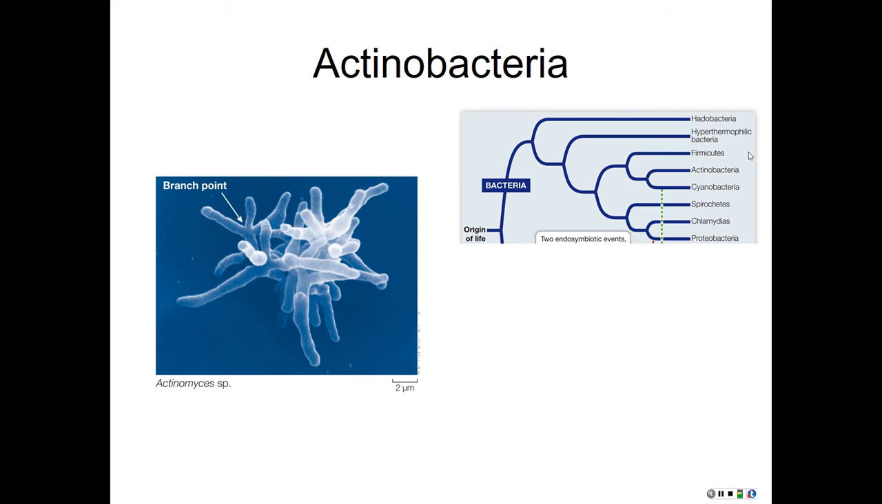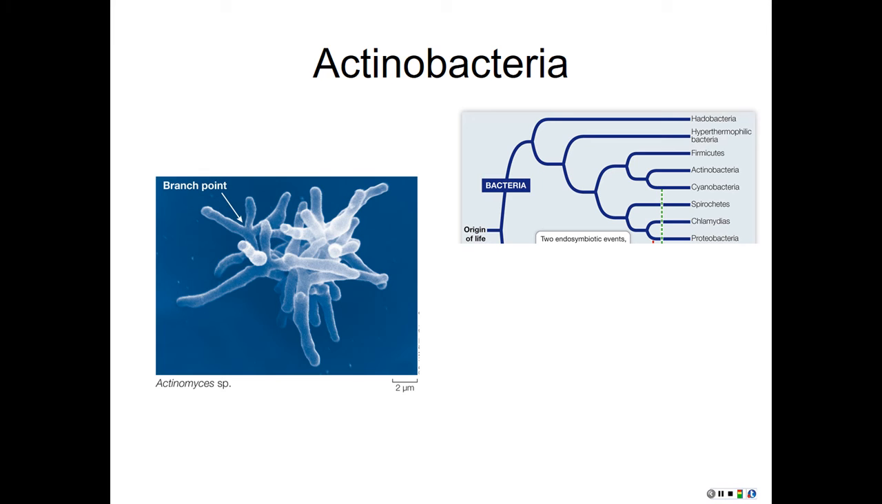Another clade we're going to talk about are the actinobacteria. Our actinobacteria are gram-positive. We have some that are pathogenic, which means they can cause disease. We also have some in this group that are important in producing antibiotics. In this group, we tend to get the development of highly branched filaments, which you can actually see in this image right here.